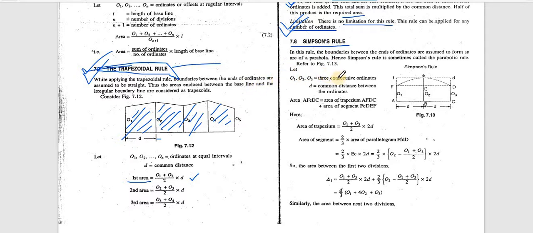O1, O2 and O3 are the consecutive ordinates, and D is the common distance between O1, O2 and O3. First we need to find the total area. For that we need the area of the trapezium, which is AFDC, and then the area of the segment, which is FEDE and again F. These two together, by addition, will give you the area of your total boundary.